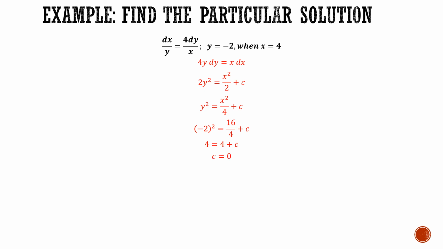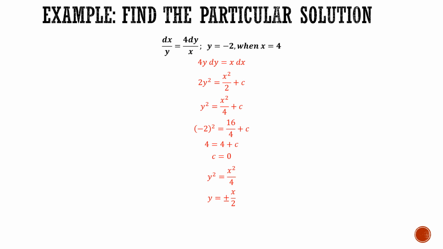Now that c equals 0, I'm going to plug that back into my function. So I get y squared equals x squared over 4. And then I'm going to square root both sides to get rid of the square on the y. So I get y equals plus or minus x over 2.